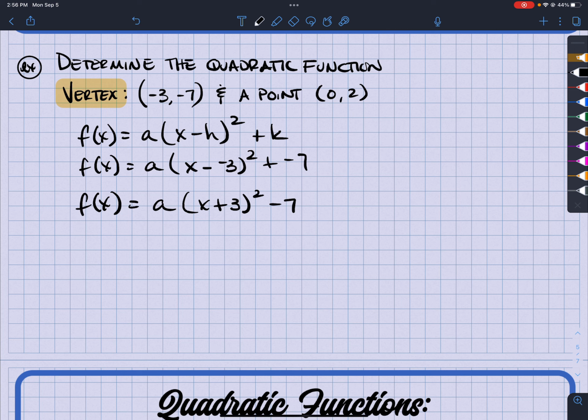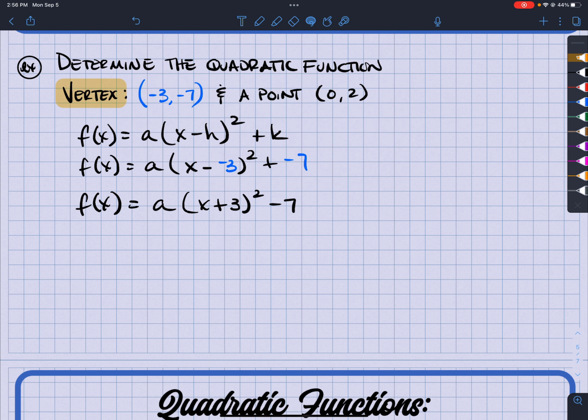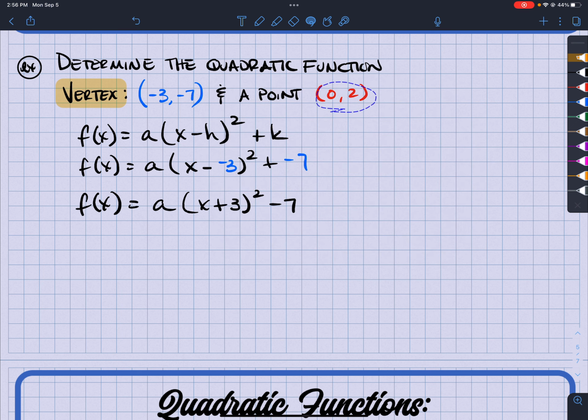Okay, not bad. So maybe what I should do is change this to blue so that I can do this point and change that to blue so you guys can see where the blue came from. And then maybe I should change this here to red. So now I can plug in this x and the y. So let's replace the y with 2 and the x with 0. So I should have 2 is equal to a times 0 plus 3 squared minus 7.